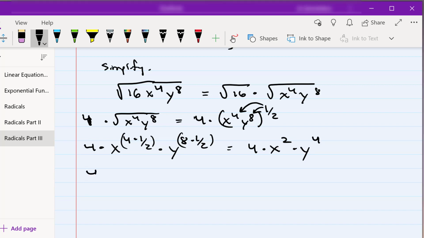Therefore, our answer is 4x squared y to the fourth. Remember, when we take the square root of some number, we can have a plus and minus. Therefore, we need to consider that. But since x squared y to the fourth is an even power, so it'll always produce a positive number, we don't have to worry about the absolute values in this case.